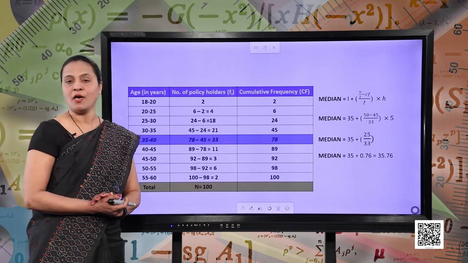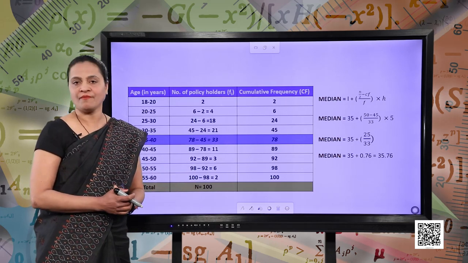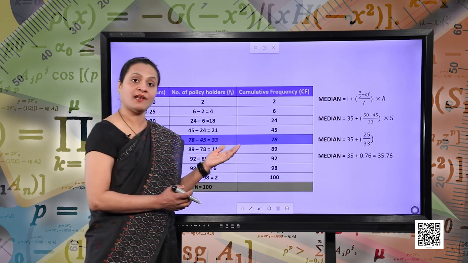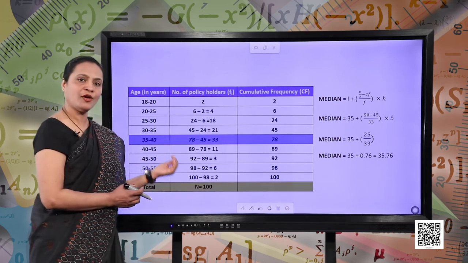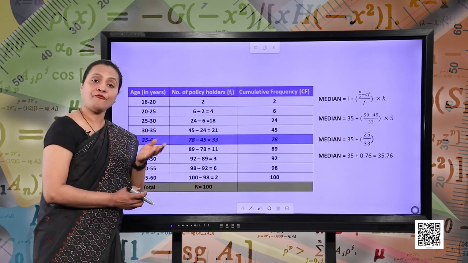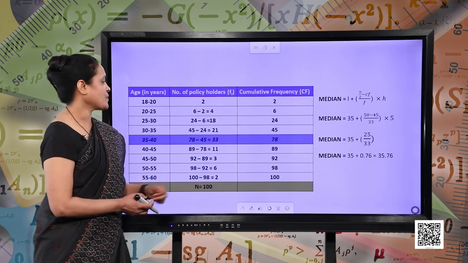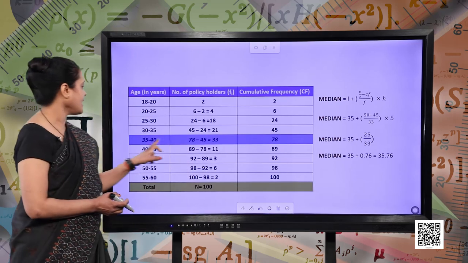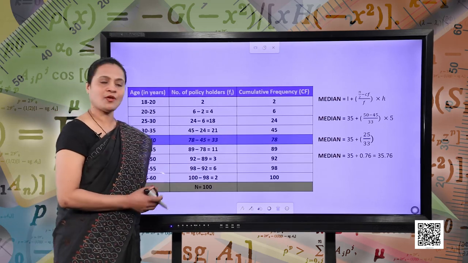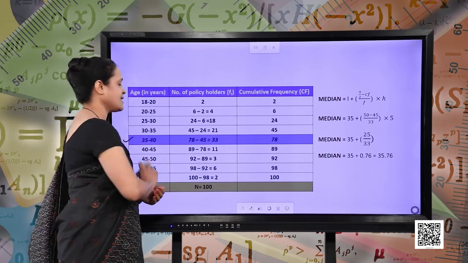What is the next step? To find out the middlemost observation. As there are a total of 100 observations, we are going to find where the 50th observation and 51st observation lie. You can see that it must lie in this row. So, this is our median class.